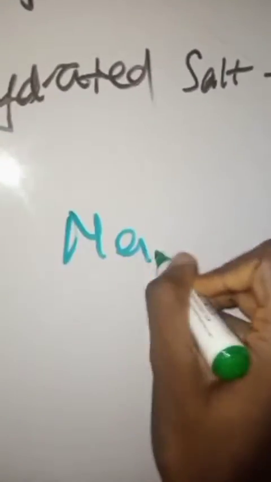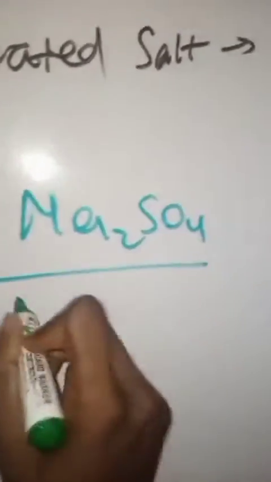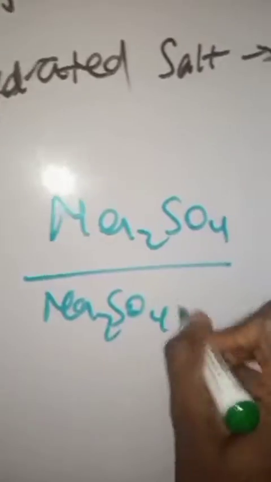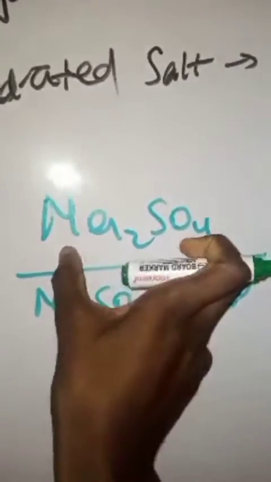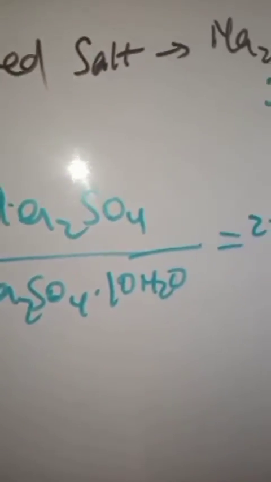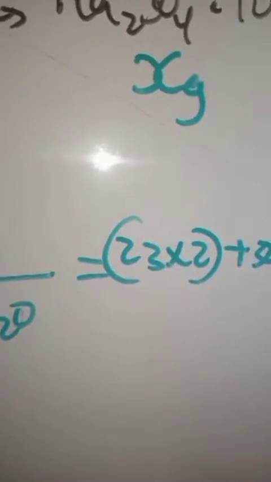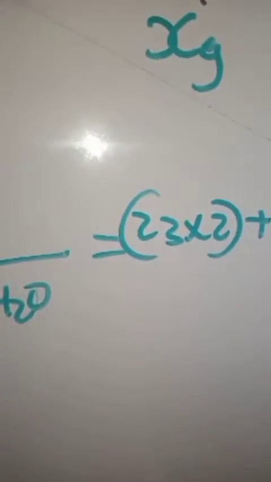They'll give you a question like this, then ask you to find maybe the mass of the hydrated salt or the mass of water of crystallization. Let's assume you are given this question. You equate it to the molar mass of Na2SO4 over Na2SO4.10H2O. So what's the molar mass of this one? Just calculate it: 23 times 2 plus sulfur, 32, plus oxygen, 16 times 4.